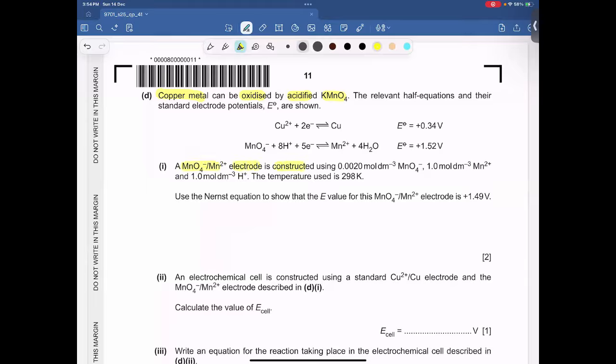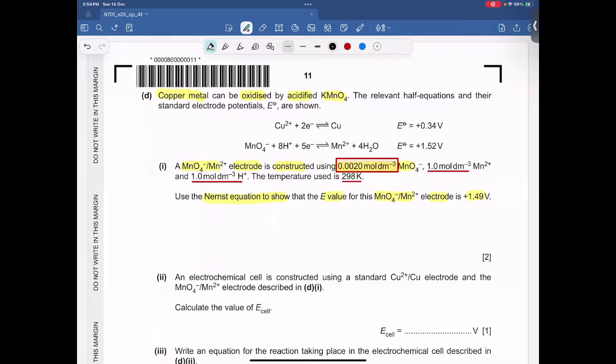Electrode is constructed using 0.002 mole per dm cube. So the concentration of manganate ions is not under standard condition anymore, right? And the concentration of manganese 2 ions is 1 mole per dm cube. Concentration of hydrogen ion is 1 mole per dm cube. The temperature will remain 298 Kelvin. Use the Nernst equation to show that the E value of this manganate ions electrode is plus 1.49 volt.